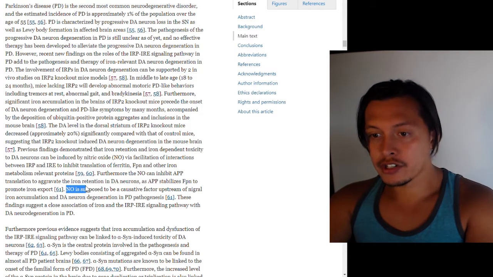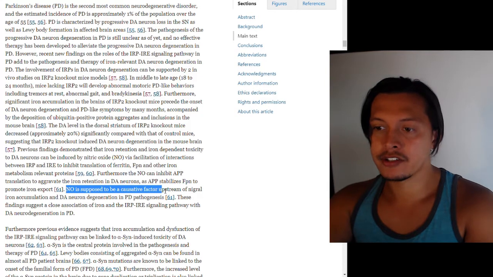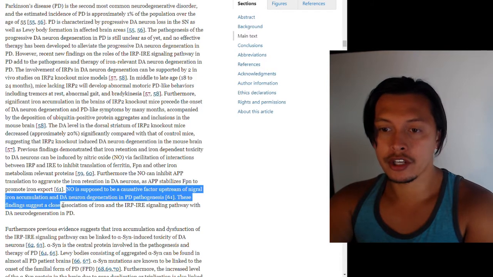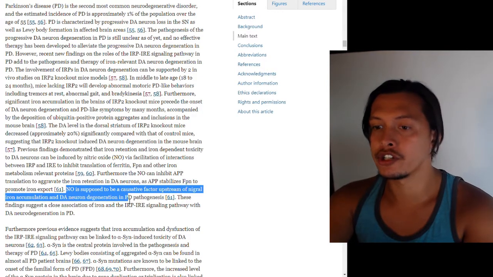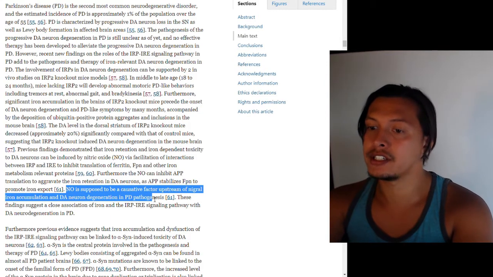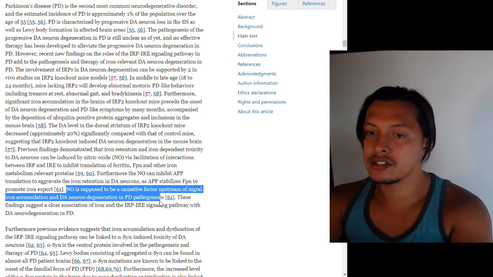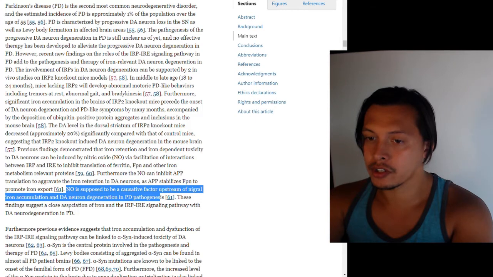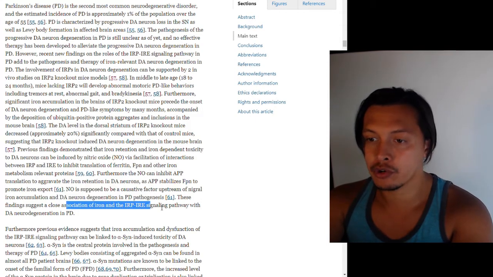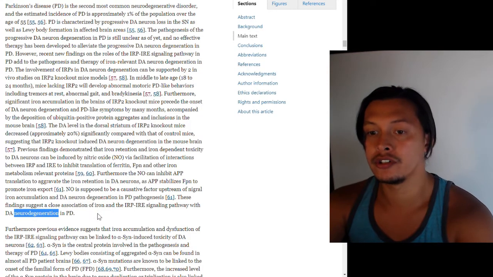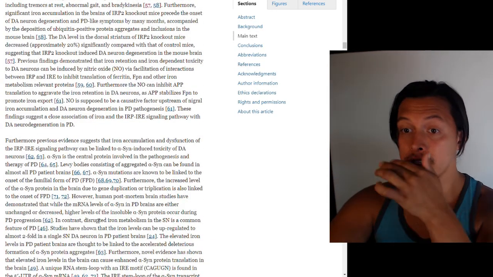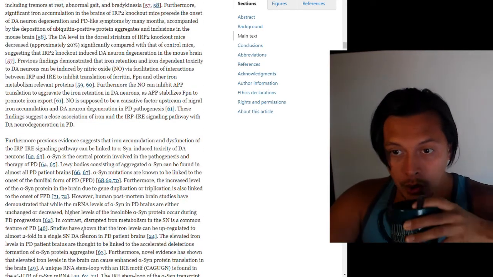So nitric oxide is supposed to be a causative factor upstream of nigral iron accumulation and dopaminergic neuron degeneration in Parkinson's disease pathogenesis. These findings suggest a close association of iron and the iron regulatory protein IRE signaling pathway with dopaminergic neurodegeneration in Parkinson's disease. Fascinating.